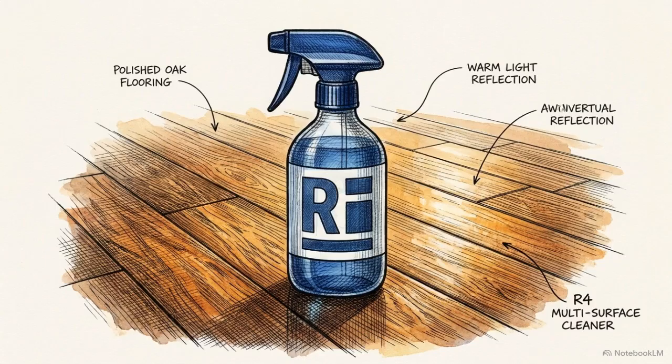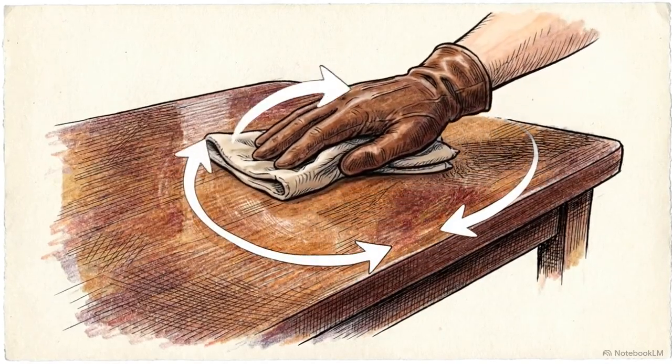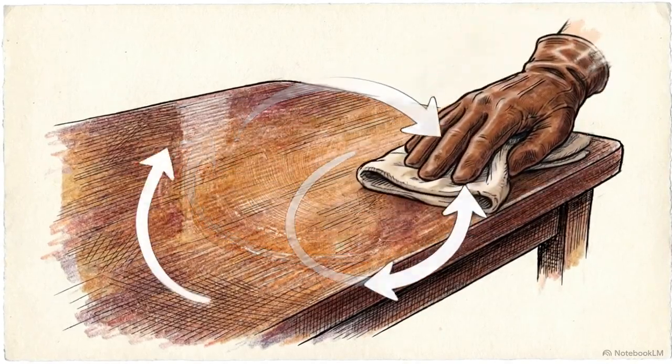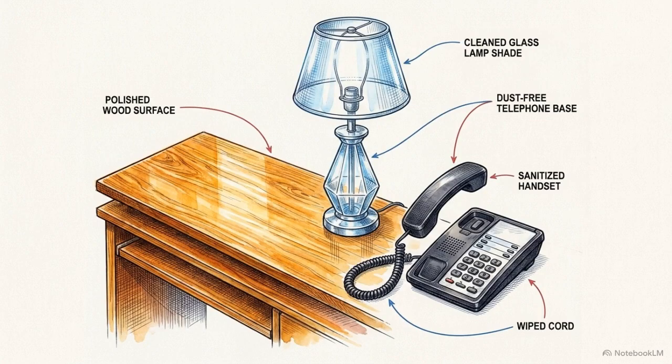When you reach wooden floors, tables, or cabinets, use R4. Remember, this is applied directly and undiluted as a dedicated polish to restore a rich shine to the wood. Systematically layering these 3 specialized formulas prevents cross-contamination and preserves the finish of luxury room materials.